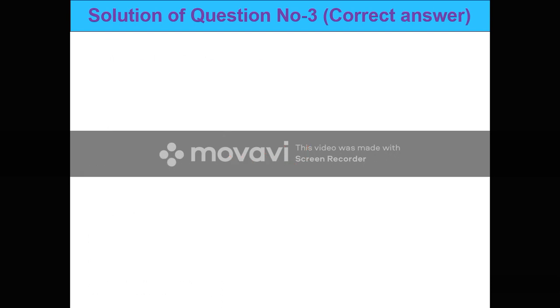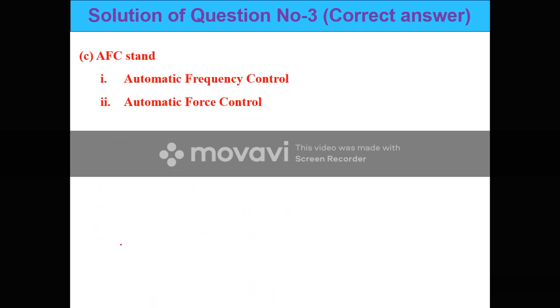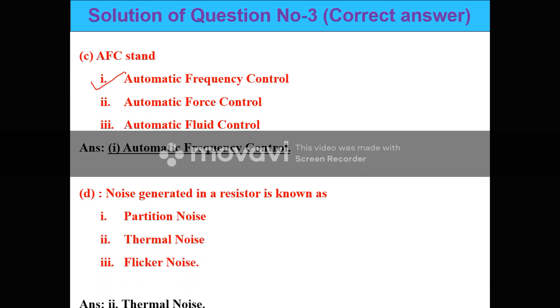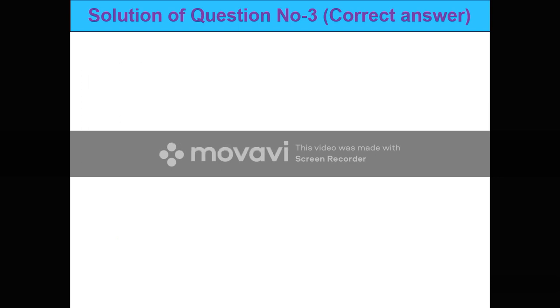Okay. So next question is, AFC stand for automatic frequency control, automatic force control, automatic fluid control. So correct answer is automatic frequency control. Noise generated in a resistor is known as partition noise, thermal noise, flicker noise. So whatever noise are generated due to resistance, capacitor and inductance, this is nothing but it is called the thermal noise. So answer is 2.